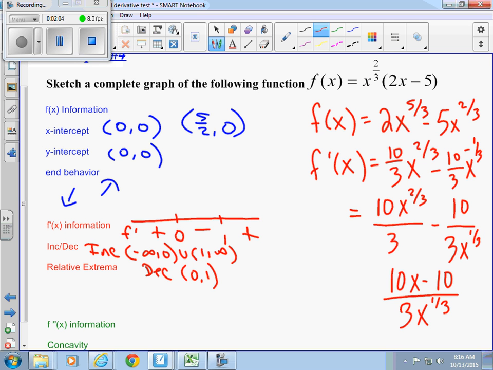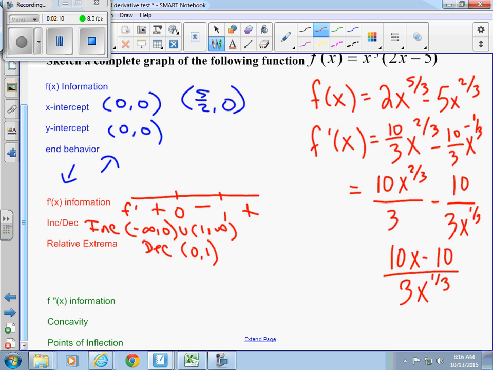Do I have any relative extrema? At 0, I have a relative max. That point would be the point (0, 0). How did I do that so fast? I plug in 0 to find the y, and I've already done that for the y-intercept, so I already knew it was at (0, 0).